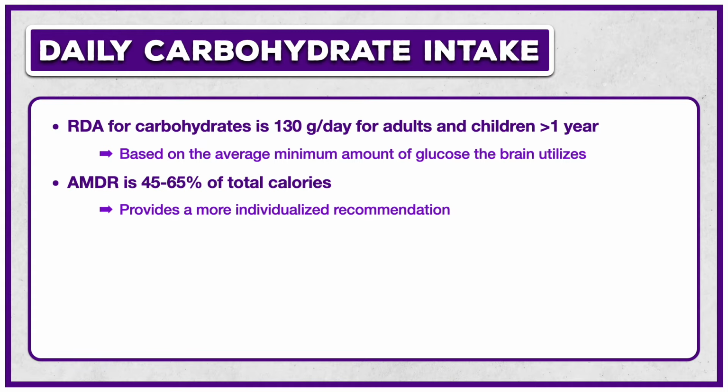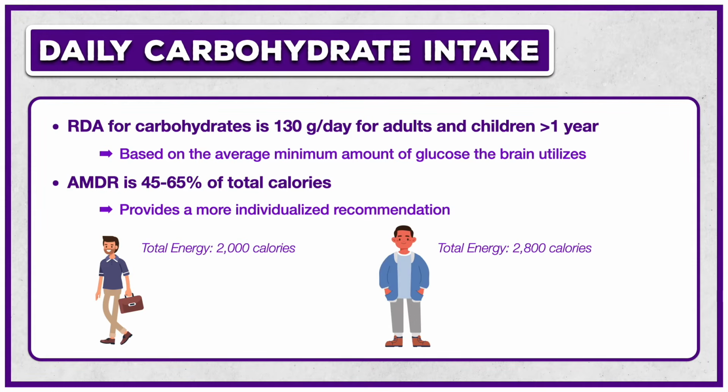This recommendation is more useful because it provides a more individualized recommendation that optimizes carbohydrate intake rather than just meeting a minimum requirement. To see how the AMDR provides a more individualized recommendation, let's pretend we have two adult males who are both 40 years old, but have different calorie needs because of their differences in height, weight, and frame size. Mr. Smith needs 2,000 calories per day, and Mr. Rivera needs 2,800 calories per day.